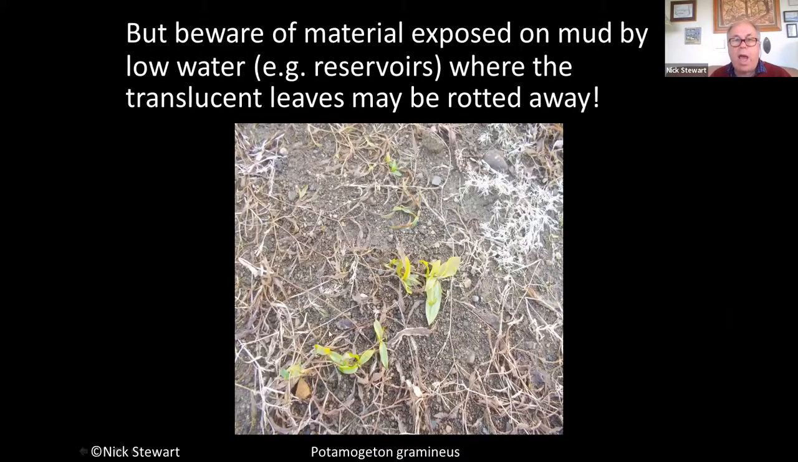But you do need to be aware that, particularly in places like reservoirs, you can have the species with underwater leaves being beached. You can see here the dried up underwater leaves, and if they're in this situation for longer, these will start breaking up, and you could just be left with the green tufts of opaque leaves. In that case, you would have considerable difficulty telling between Potamogeton gramineus and polygonifolius, because these floating leaves are pretty similar to each other.